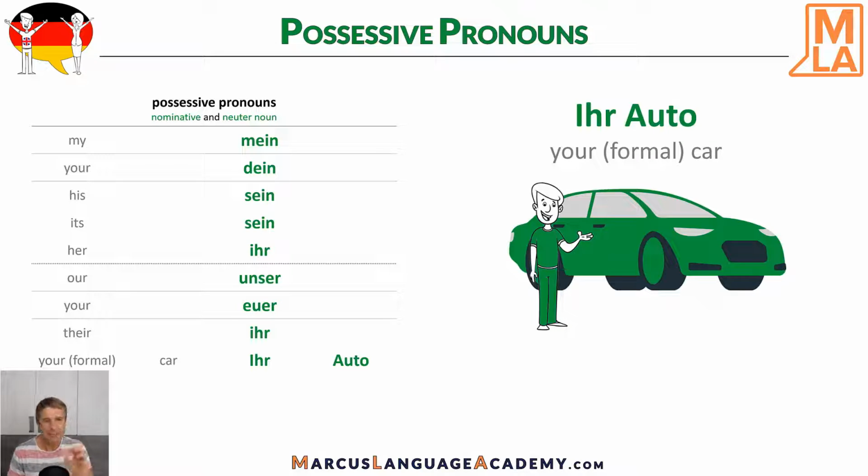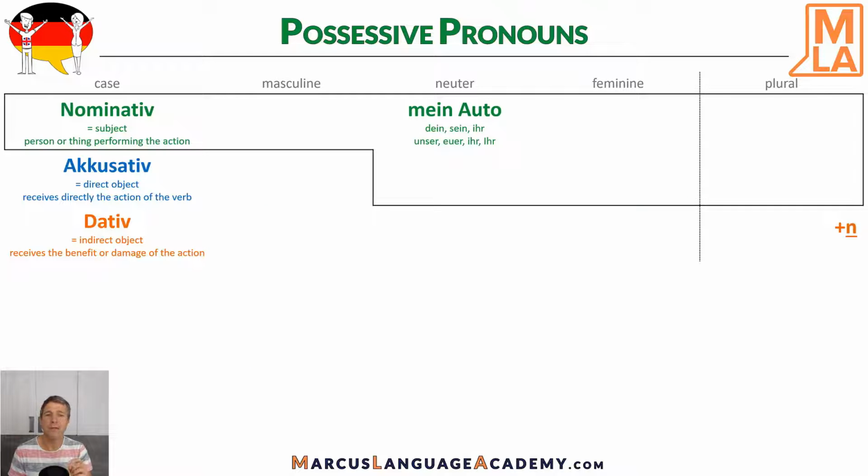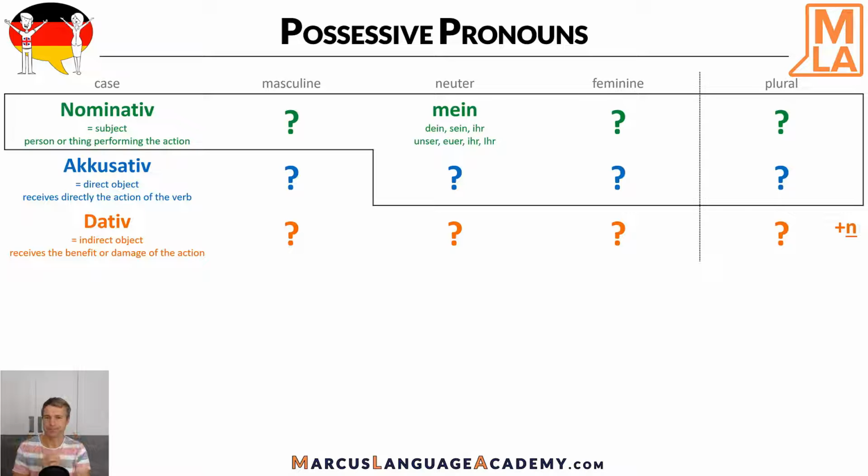But they must agree with their noun in case, gender and number. So let's have a look how they change. This is the same table as in my video about the German cases. And if you have any questions, feel free to watch this video again.